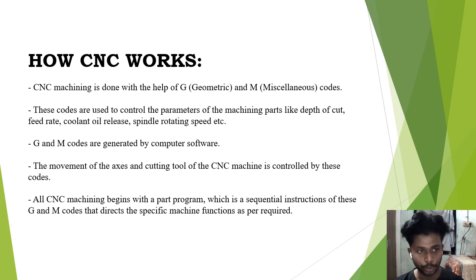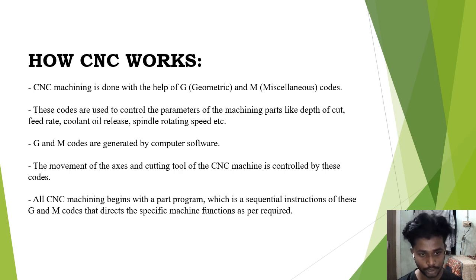Now let's see how CNC works. CNC machining is done with the help of sets of codes called G codes and M codes, where G stands for geometric codes and M stands for miscellaneous codes. These codes are used to control the parameters of machining like depth of cut, feed rate, spindle speed, coolant release, etc. These G and M codes are generated by computer software. There are various software packages available in the market to provide these codes, or, with skill and knowledge, one can write G and M codes by oneself.